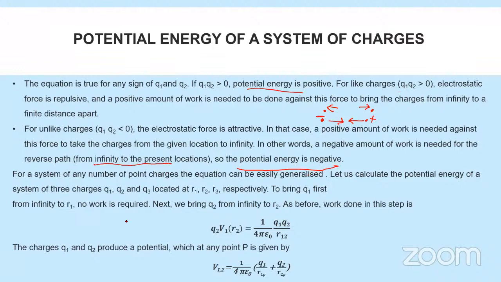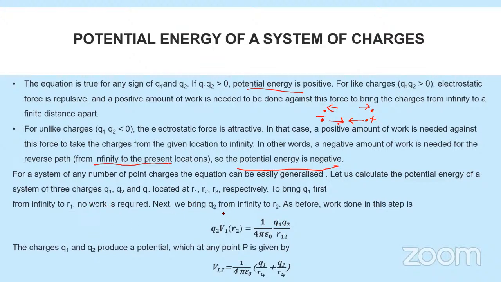Suppose you have a system with multiple charges. Suppose we are considering three charges right now, Q1, Q2, Q3, located at R1, R2, R3 respectively. First, we bring Q1 from infinity to R1, and no work is done. Your V1 is going to be 1 by 4 pi epsilon 0 Q1 by R1P. We saw this before.